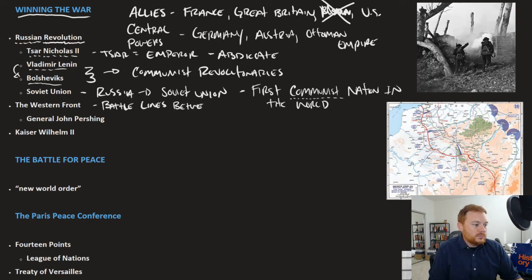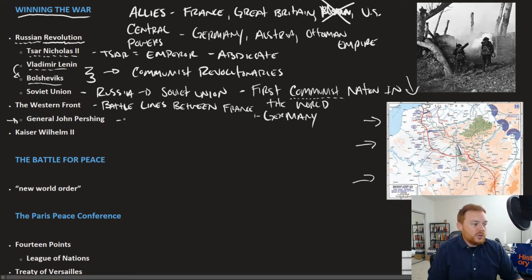However, on the Western Front, which was the battle lines between France and Germany, which you see pictured right here, not a very clear picture, but this is the Western Front, American forces arrived in 1918. General John Pershing led American forces in a number of battles. And it became clear by 1918 that Germany was really in no position to win, especially once American troops began arriving onto the shores of the Western Front and began pushing the Germans back.